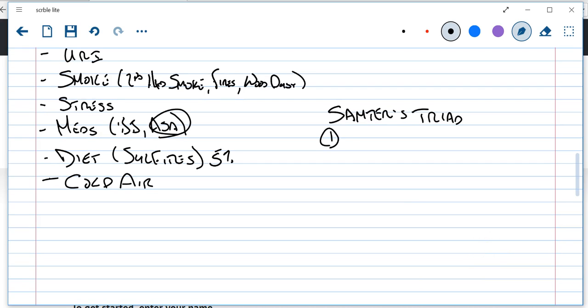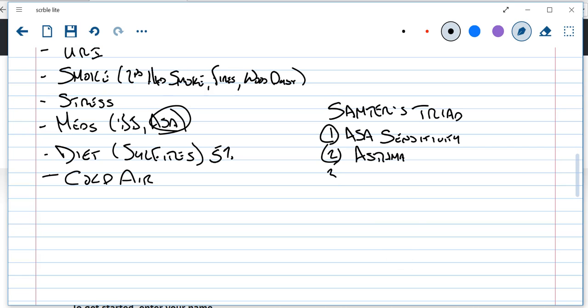And that's going to be an aspirin sensitivity. It can also not just be limited to aspirin, but any NSAID. So ibuprofen, Motrin, Advil, Aleve, naproxen. You have asthma in there, we already talked about that, and nasal polyps. These are the three hallmarks of Samter's Triad.